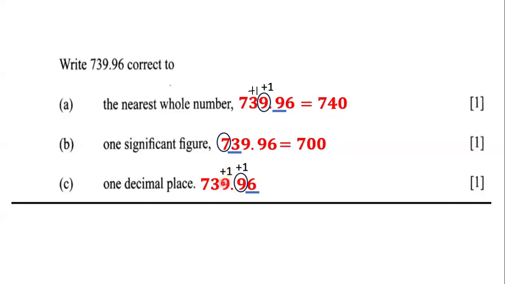So this 9 becomes a 0, and then we add 1 to the 3. And so it's going to be 3 plus 1. And so what we end up having is 7, and then we have 3 plus 1, which is 4. Remember, this 9 is 0, and this 9 is 0. And so it's 740.0. And so we drop off this 6 because we only want to write it correct to one decimal place. And so the answer here is 740.0. And that's the answer to this question.